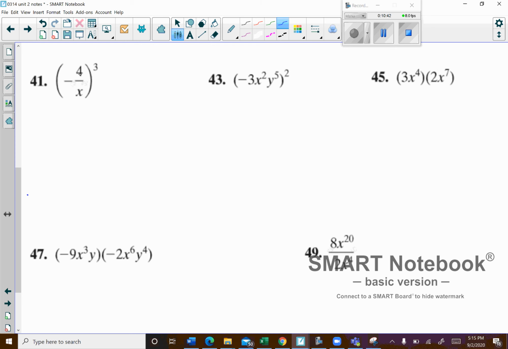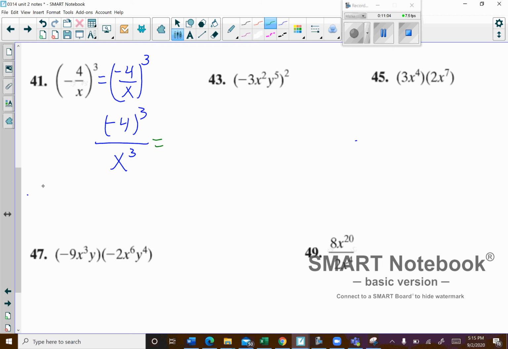So I need to figure out where I want to put the negative, because it doesn't go in both places. And so I typically always put it with the numerator. So I'm going to put the negative directly with the 4 just to figure out where I'm going to place that. And now I'm going to cube both of these. So I'm going to have negative 4 to the third power over x to the third power.